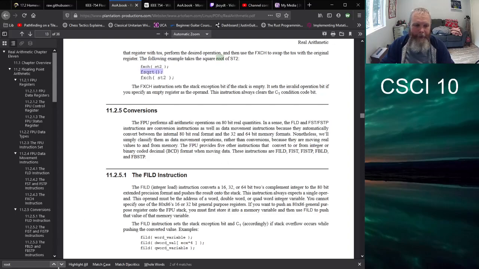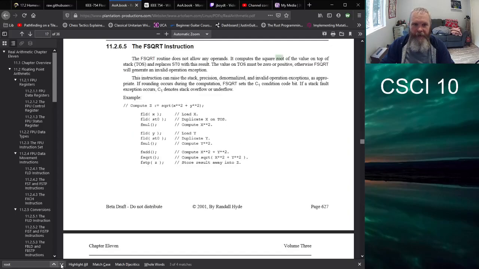Square root. But we can probably find square root does not allow any operands. It computes the square root of the value on top of the stack. So before you run square root, you need to make sure that the value you want the square root of is on top of the stack.